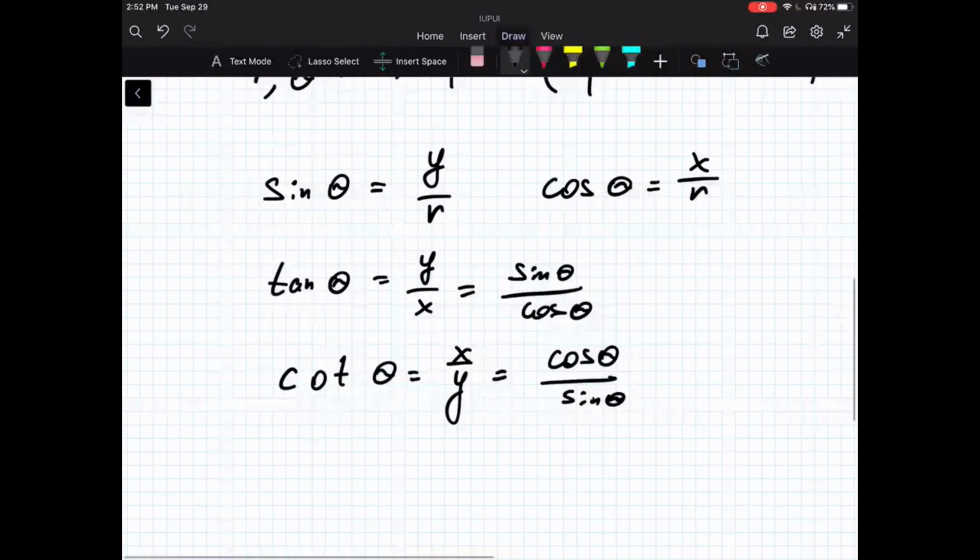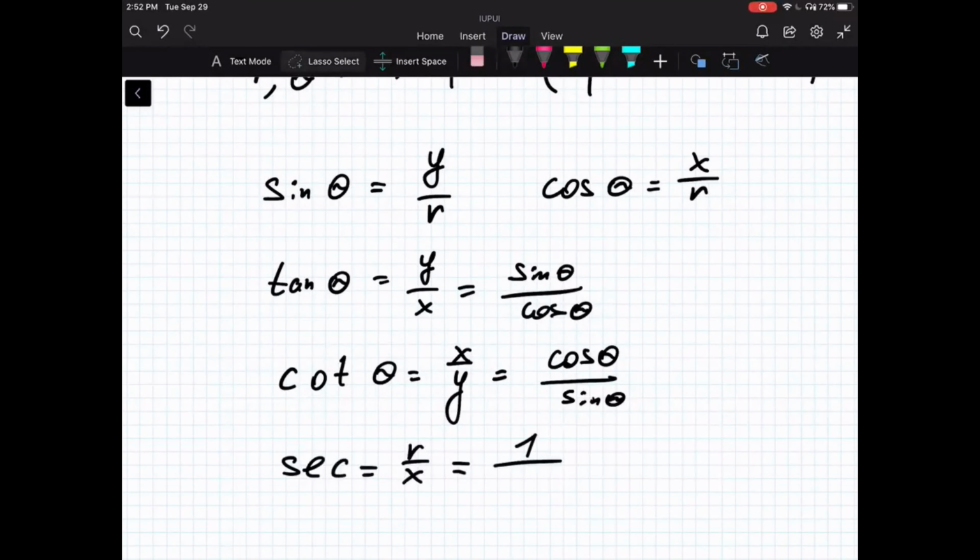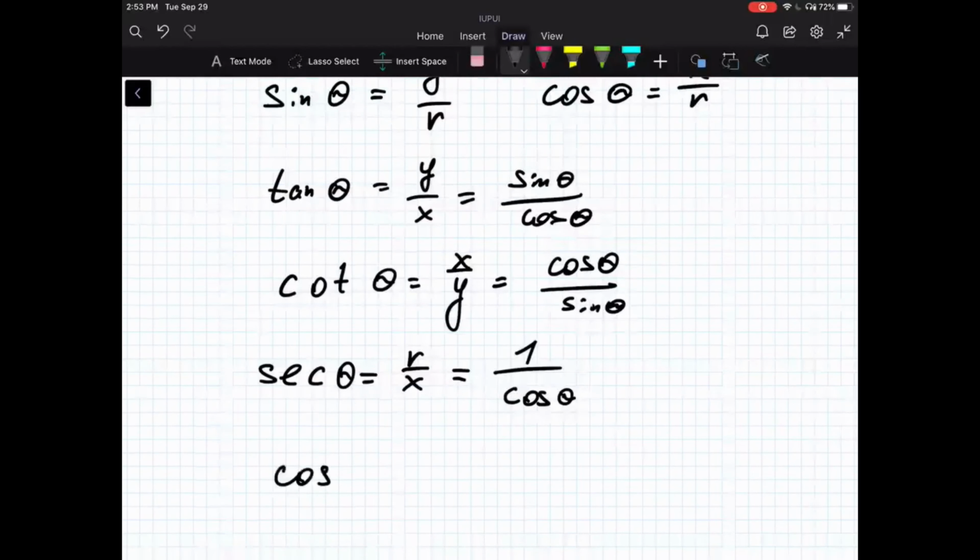And two more: secant, which is r over x, or 1 over cosine of theta, and cosecant, which is cosecant of theta, r over y, or 1 over sine of theta.